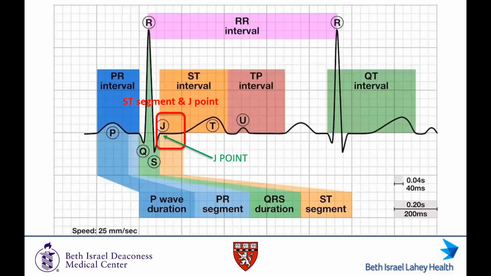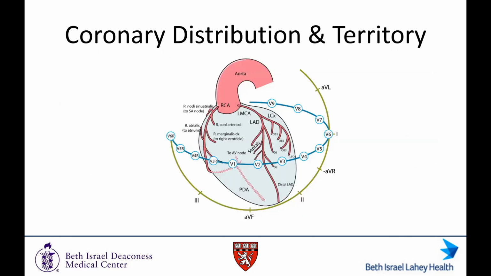So a quick reminder on where we look for the ST segment and how it's defined. It's defined from the J point, which is where the QRS complex ends. I'm pointing to it right here, all the way up until the T wave begins. So that's our ST segment. And just to segue into coronary distribution, because of course this is critical in understanding ST elevations and where you might have infarct and which territory.